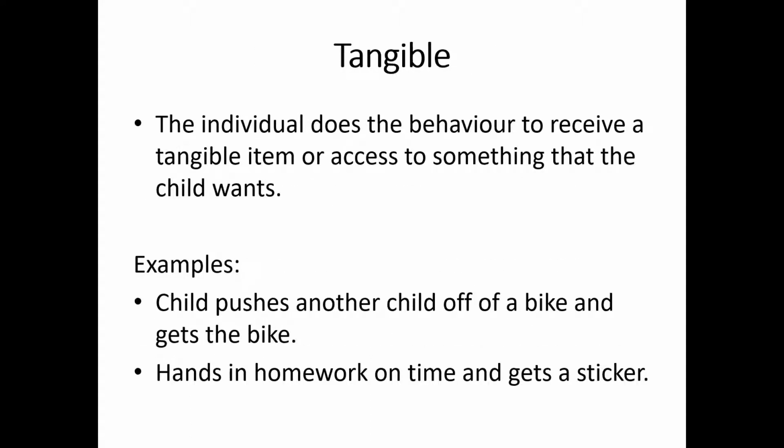Another function of behavior is the tangible function. This is when an individual does the behavior to receive a tangible item or access to something that the child wants. For example, a child pushes another child off of a bike and then they get the bike. Or they hand in homework on time and they get a sticker, right? So you're doing something to get something, to have access to something. Be it a toy or a sticker, there can be multiple ways that the tangible function can show up.